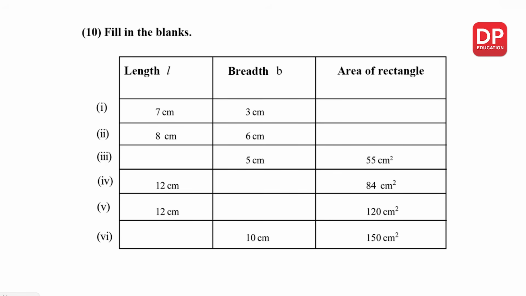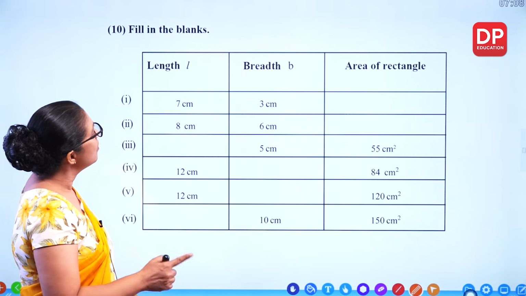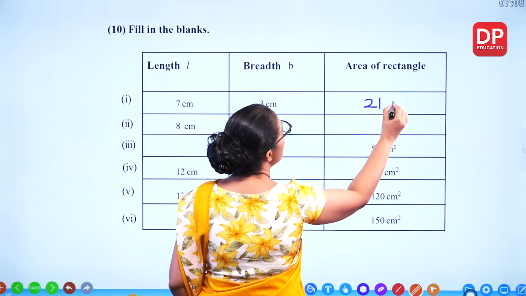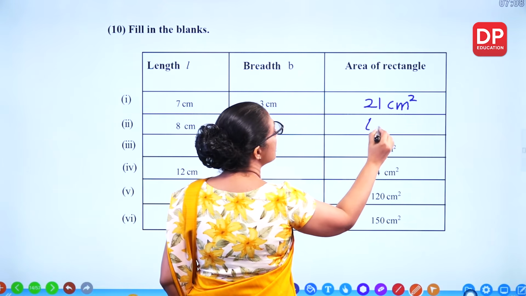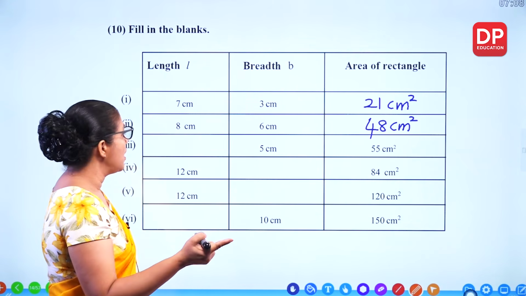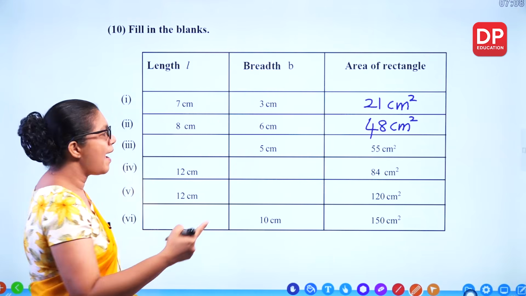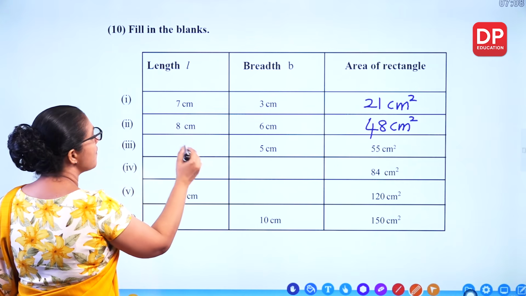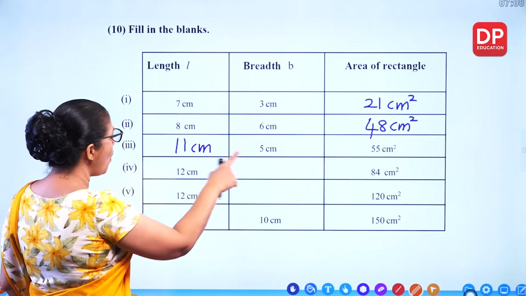Fill in the blanks. You have been given length, breadth and area of the rectangle. So you need to just multiply 7 times 3, 21 square centimeters. 8 times 6, 48 square centimeters. Now this is the other way around. You have been given the area and breadth. So what you do, you divide and you can find out the length. 55 divided by 5, 11 centimeters is the length. 84 divided by 12.